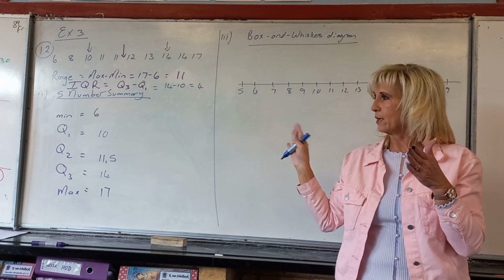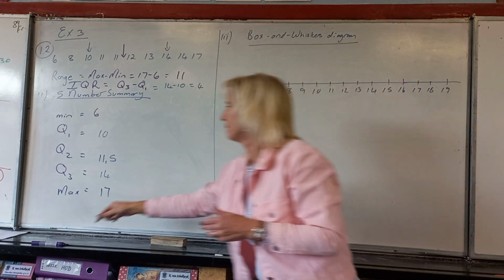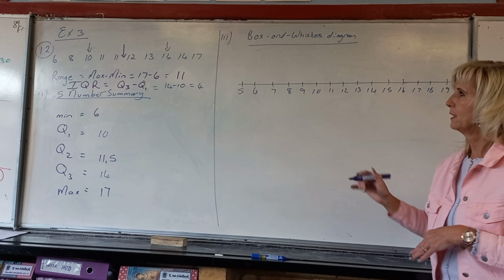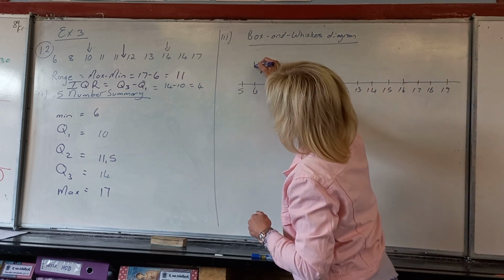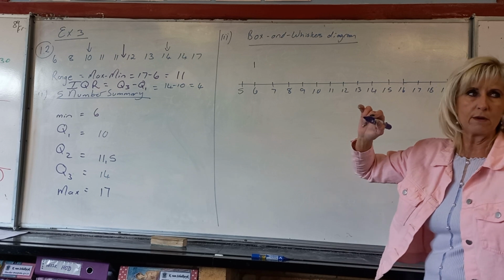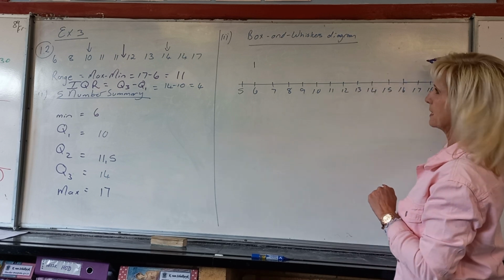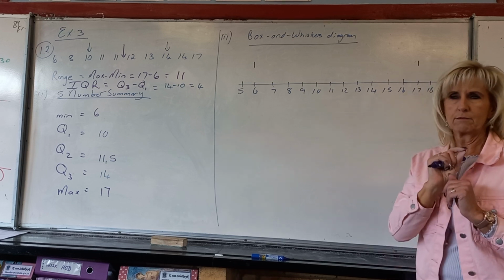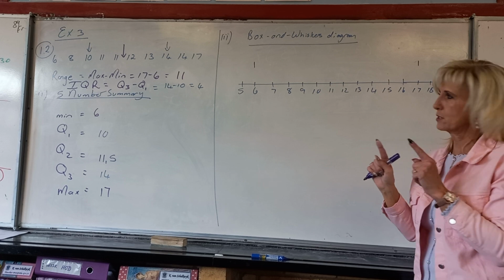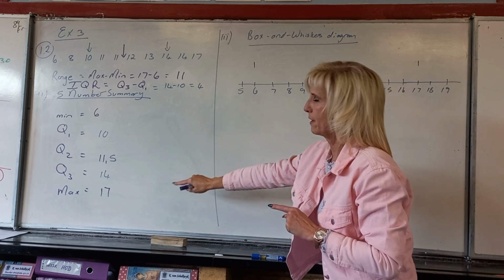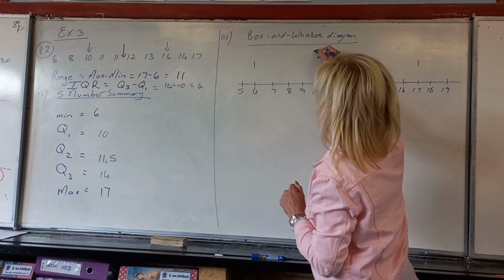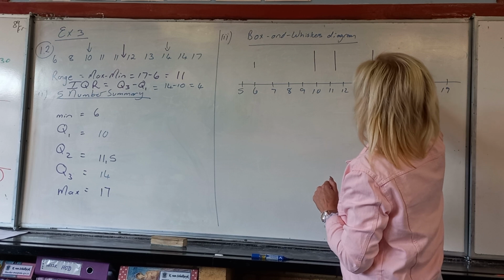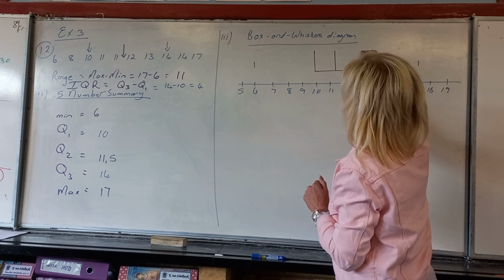Now I need to indicate all of that on my number line. Some people draw it on the number line, please don't do that. Do it the way you're taught. So that 6 is the bottom one, but maybe sometime you'll see it in a memo or somewhere else, then you know what they did. 6 is the minimum, 17 is the maximum, and for that you just make a little line. Then you need to do the box using the 10, the 11,5 and the 14. So 10 is a big line, 11,5 is a big line, and 14 is a big line, making the box. And please do it with a ruler.